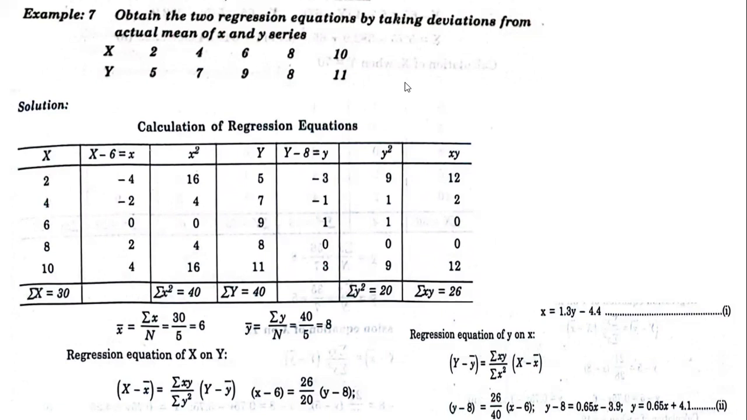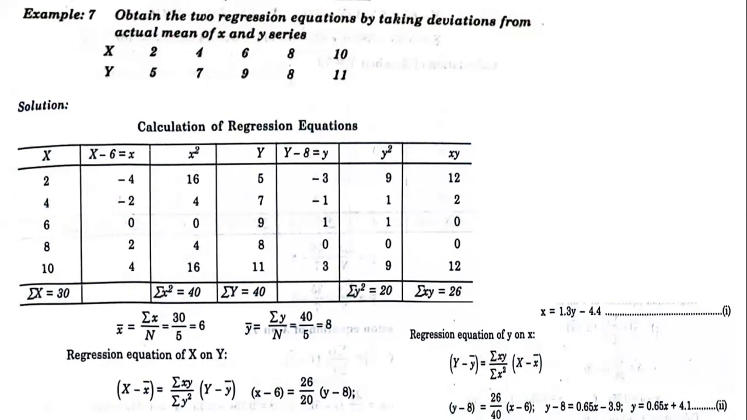So obtain two regression equations. Well, there's one more problem here. By taking deviation from actual mean. So actual mean is asked here. So actual mean you can use here. Normally in any question paper, the methods will not be asked. So generally they'll be asking you to calculate y on x, x on y. But any of the methods you can use in such a case.